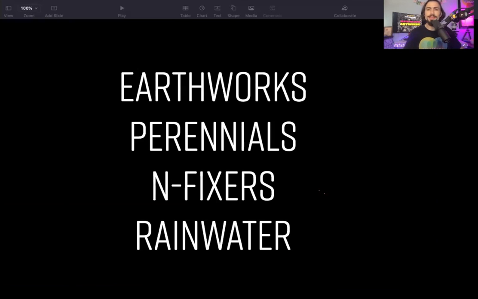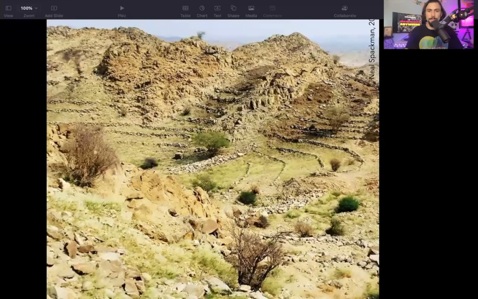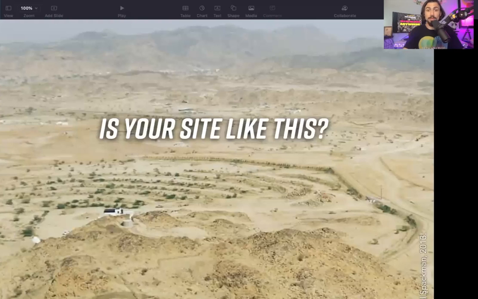They didn't bring in things. It wasn't like they brought in compost. It wasn't like they brought in water. There's no fertilizer. So no grazing. So it wasn't like an Allan Savory thing. This was strictly earthworks, perennials, nitrogen fixtures, and rainwater. There's the earthworks. There's stones that were hand moved. And look, is your site looking like this? If your site is looking like this, know that it can turn into a paradise.